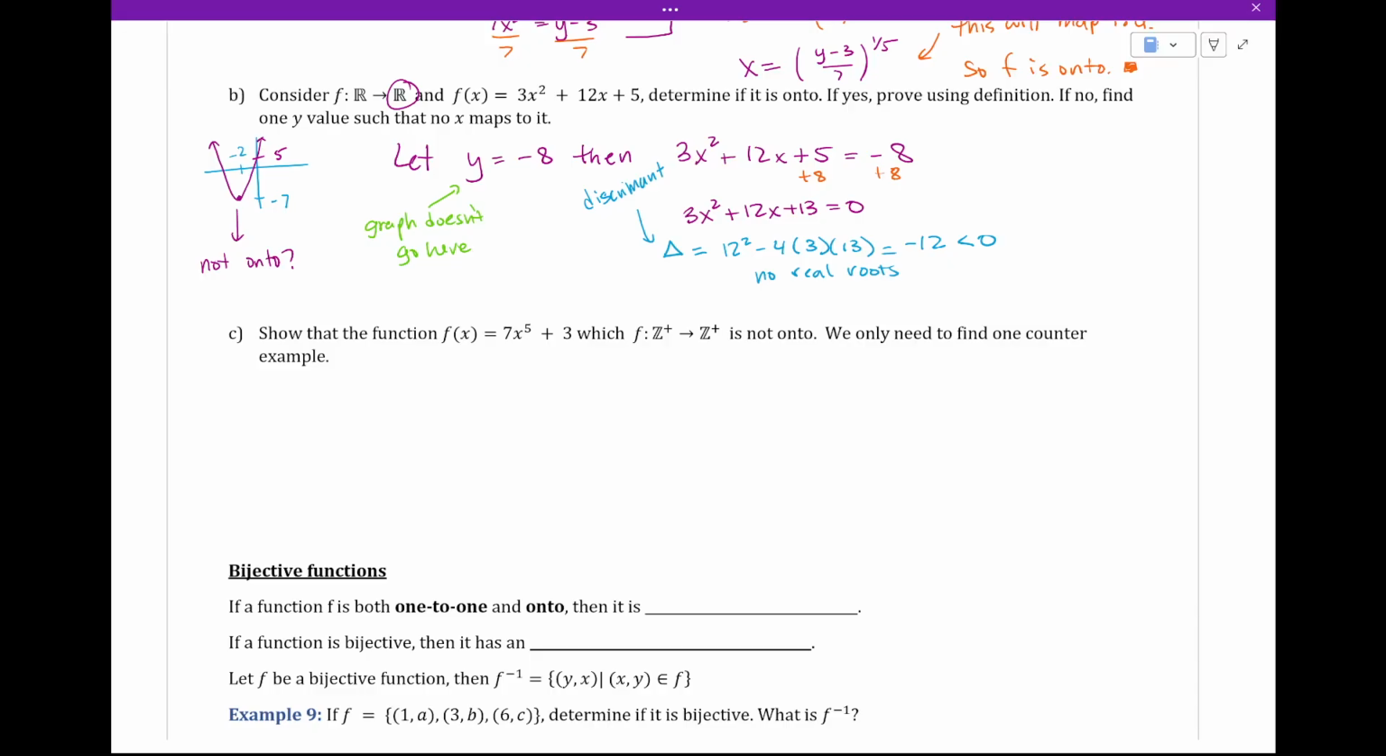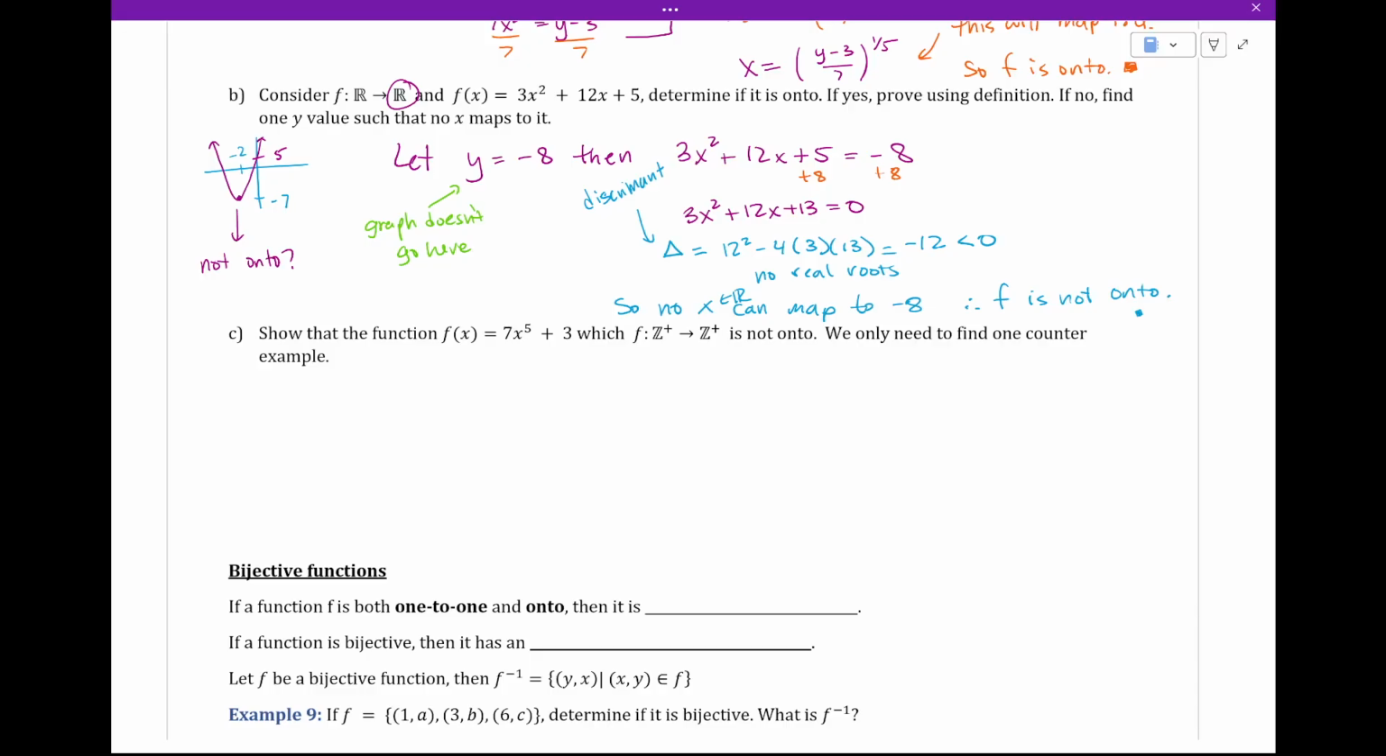So that means that it's part of the codomain, but it can't be part of the range. So no x can map to -8. No x that's a real number can map to -8. So that means that f is not onto. Whoa, the tombstone got really little. And that is the end of this one.